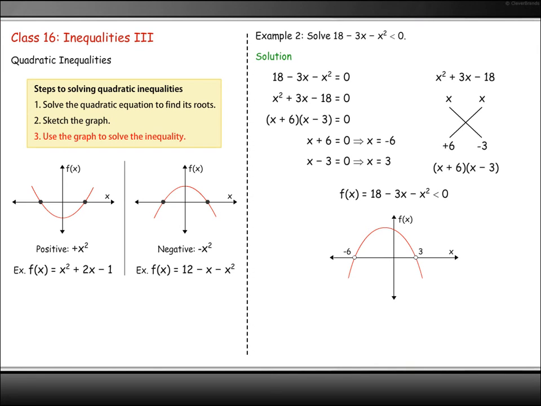Step 3. Use the graph to solve the inequality. The part of the graph below the x-axis contains the solutions, as the function is less than 0. The solutions lie outside the roots, but not including the roots. The answer is x is less than minus 6 and x is greater than 3.